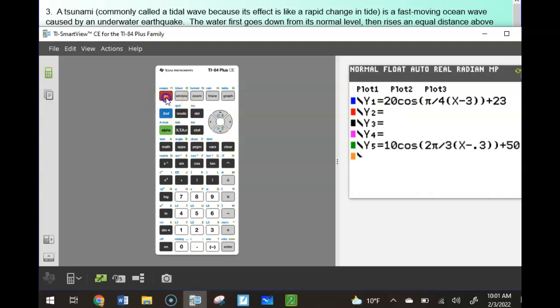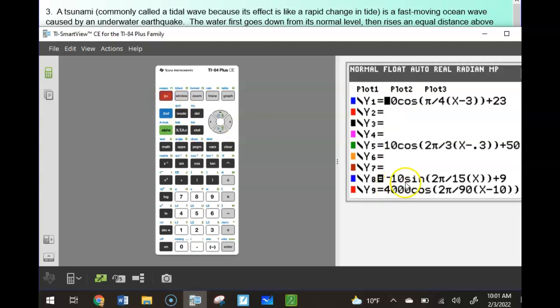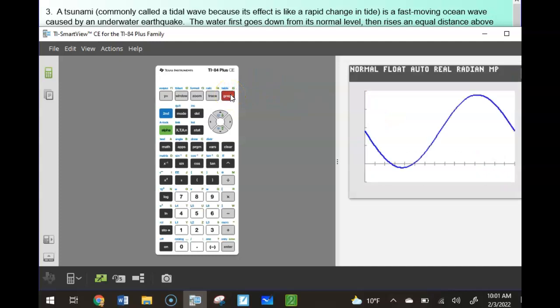So my equation says y equals -10 sine, it brought up a parenthesis on its own, and then I type 2 pi divided by 15. Then I put parentheses around the x plus 9. I think it would work without those parentheses. Okay, this is what I got. Anybody else?